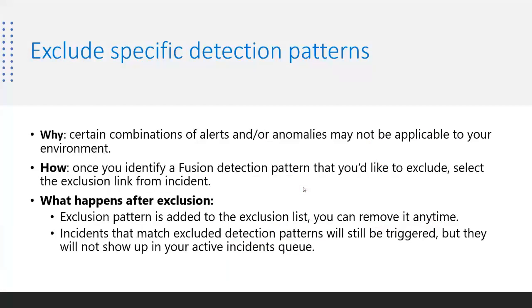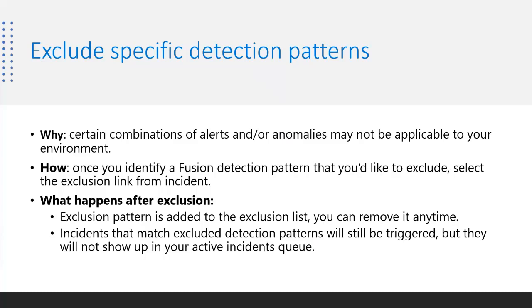And then next, it's about how to configure the output of Fusion. The option you have is to exclude specific detection patterns if these are not applicable to your environment. So if you receive a Fusion incident that represents a threat pattern that you consider noisy or not applicable in your environment, and you no longer want to see the threat pattern, meaning the same combination of alerts or anomalies, in future Fusion detection, you now have the option to make the exclusion using the link provided in the Fusion incident.